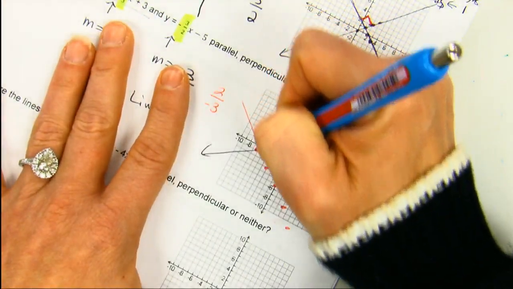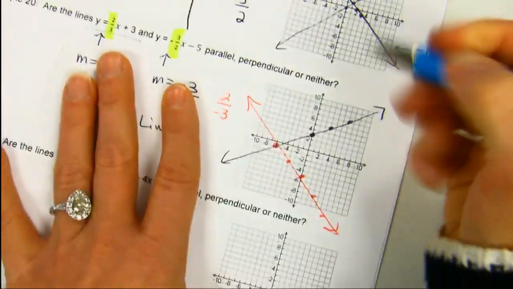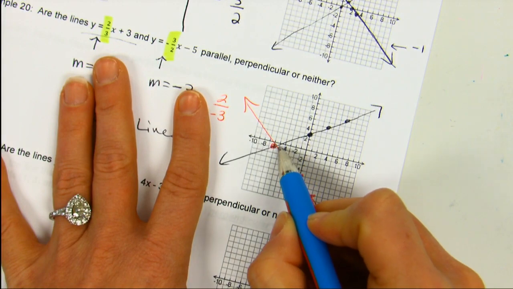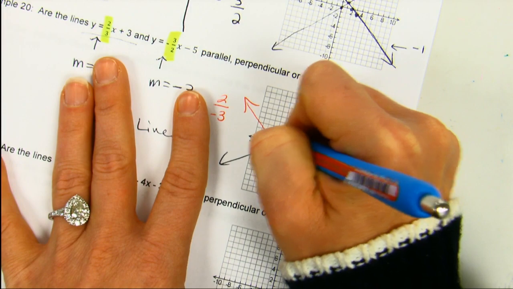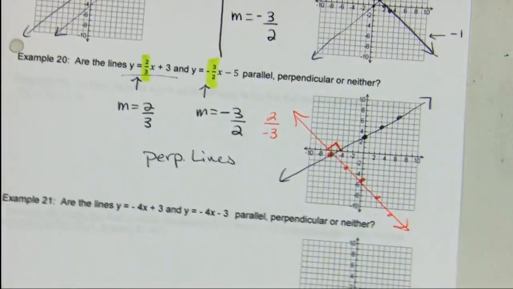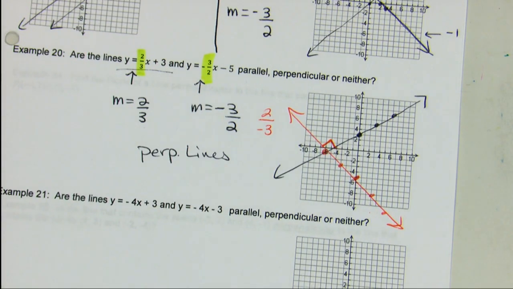Okay? And it looks kind of like that. I know my line isn't great. 1, 2, 1, 2, 3. So these are supposed to be perpendicular lines. My lines are not perfect, so you'll understand that there is a little human error.